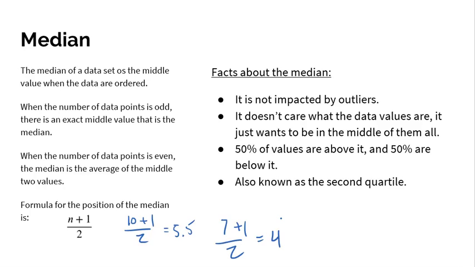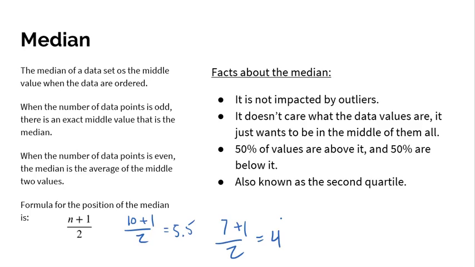So what are some facts about the median? First, it is not impacted by outliers. Remember, the formula actually doesn't take the values into account. There is no formula to find median. You guys got to go find it. It's the dead middle. So the actual values themselves don't impact the median at all. It's always going to be smack dab in the center.